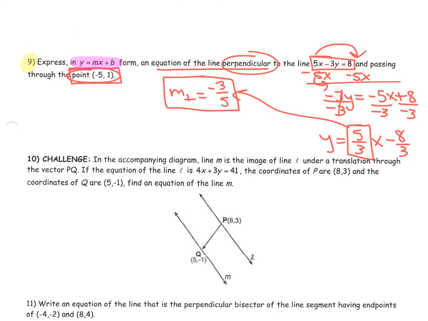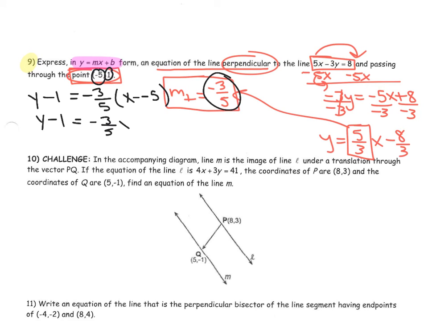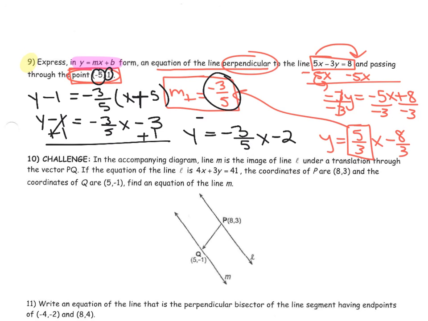So I'm going to write, I have y minus 1 is equal to -3/5 times x minus -5. We're going to simplify. I have -3/5 x. This is really a plus. And then -3/5 times 5 is -3. I'm going to add over my 1. And there's my final answer. y equals -3/5 x minus 2.